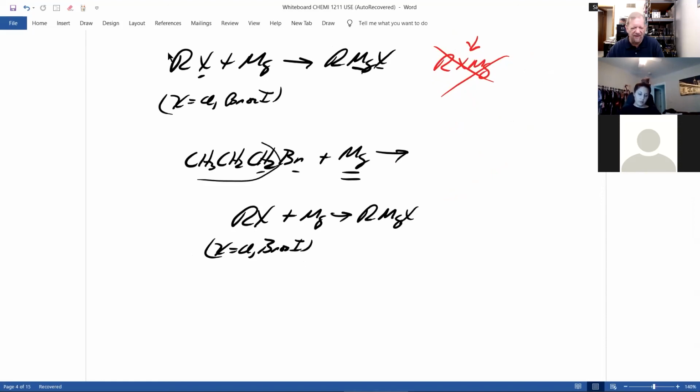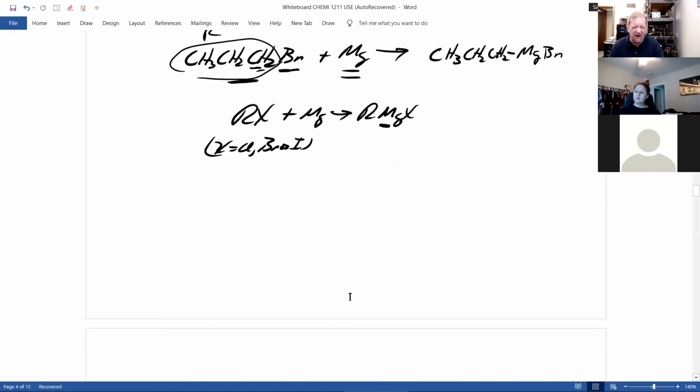And what's R? N-propyl. The carbon with the halogen is the carbon magnesium is bonded to. We don't break carbon single bonds. And R is this. And then I have magnesium. And what's the halogen? Bromine. And that's the Grignard reagent. Fast, easy, and you'll learn not today, when you make it, it's very powerful.